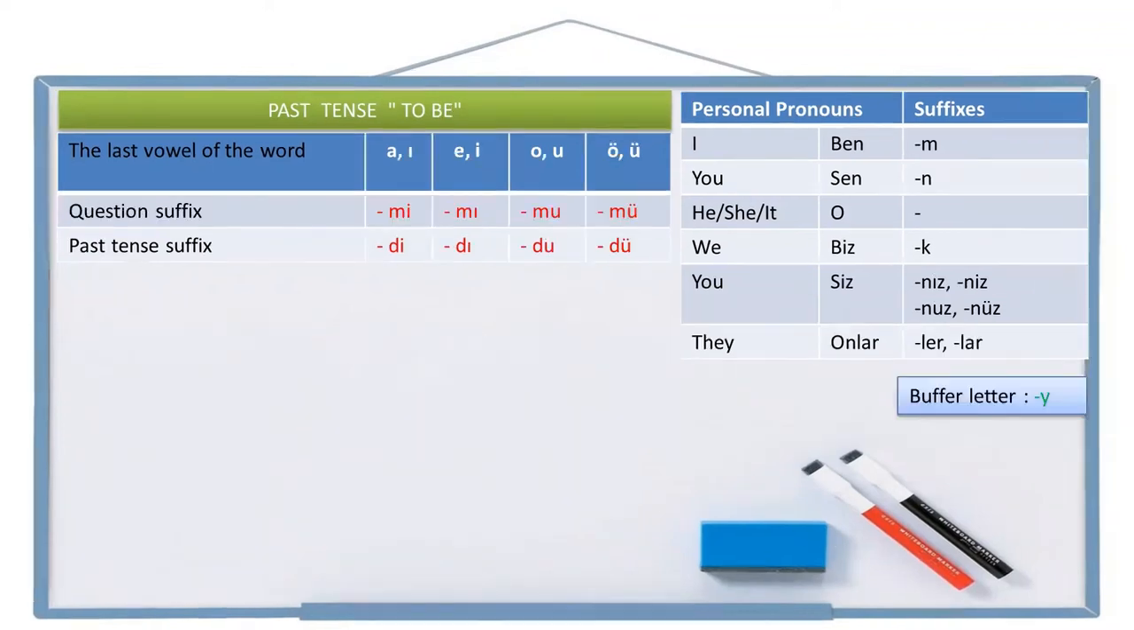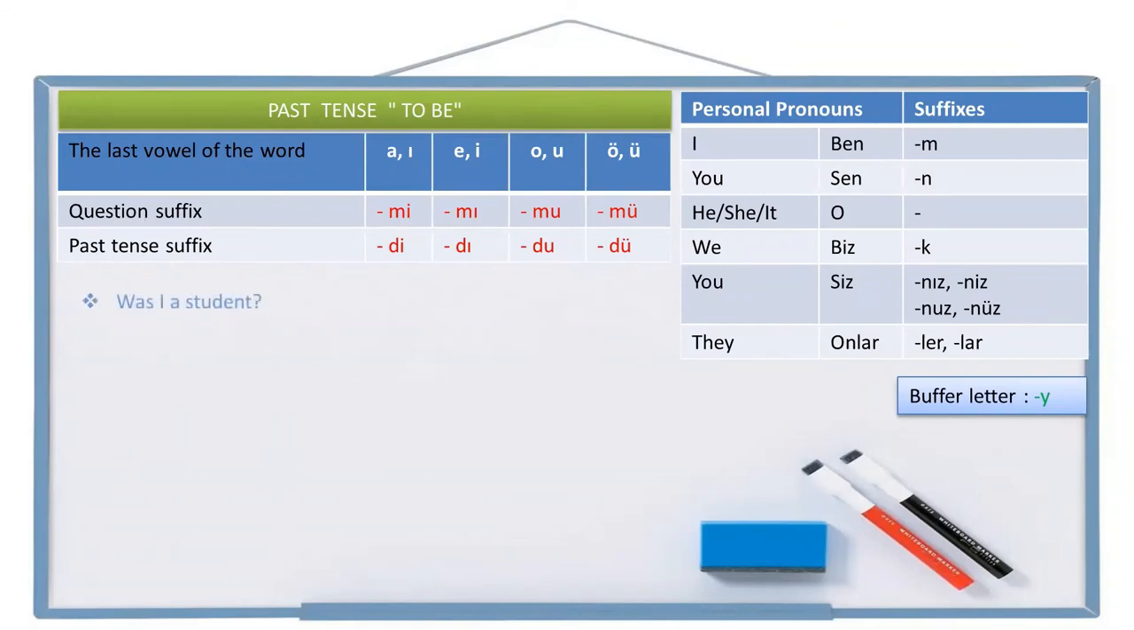Now let's see some question sentences. First of all, positive question sentences. As you see on the chart, the question suffix is going to be mi, mı, mu, or mü, which alternates according to four-way vowel harmony. And the past tense suffix is going to be di, dı, du, or dü, again alternating according to four-way vowel harmony. And in some cases, we are going to need the buffer letter y.